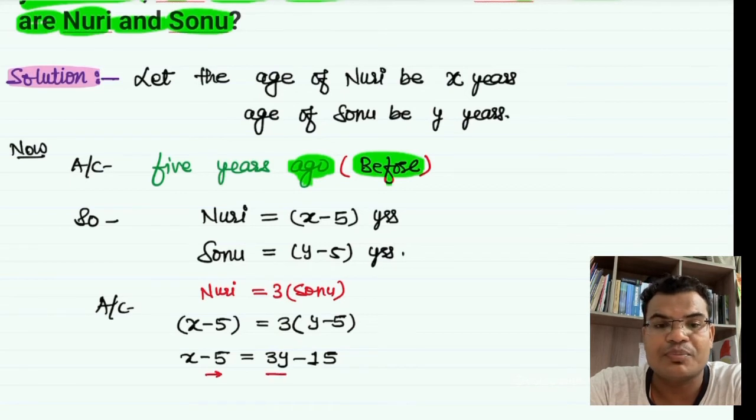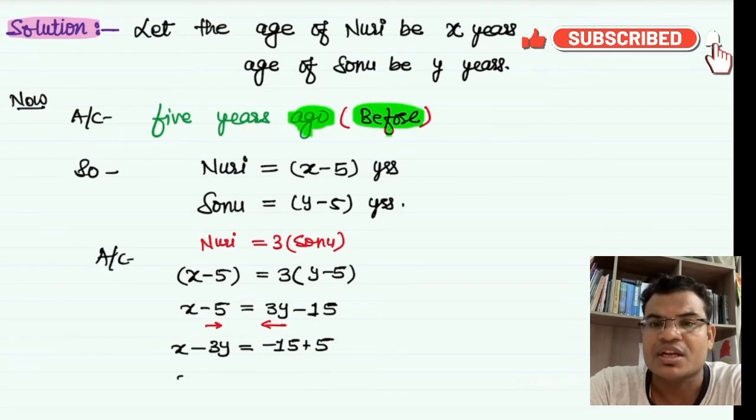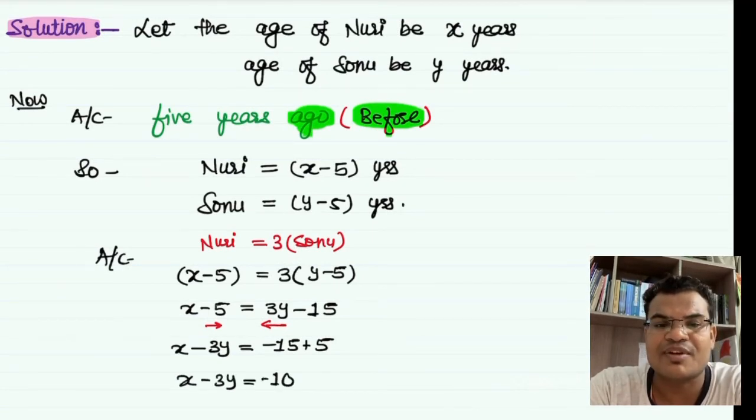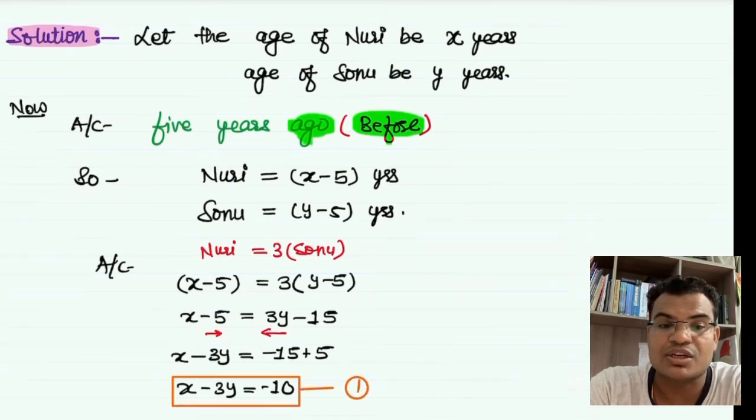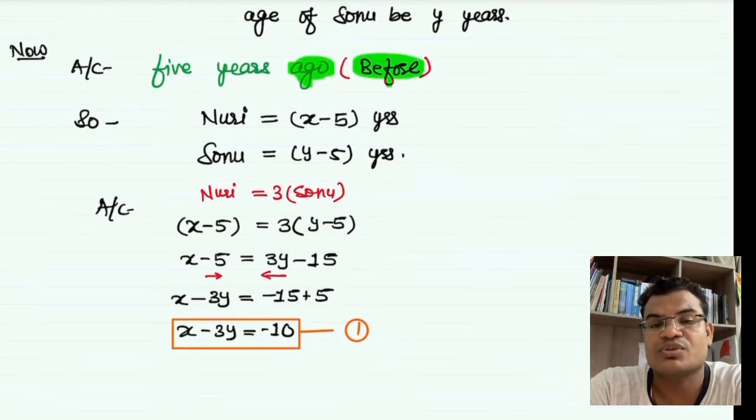We'll separate x and y together on the left hand side and the constant term on the right hand side. So x minus 3y on the left hand side, and minus 15 is already on the right hand side. So we'll put here plus 5, because minus 5 will become plus 5 on the right hand side. They will change the sign. So x minus 3y is equal to minus 15 plus 5, which will be minus 10. Now this will be your equation number 1. x minus 3y is equal to minus 10.